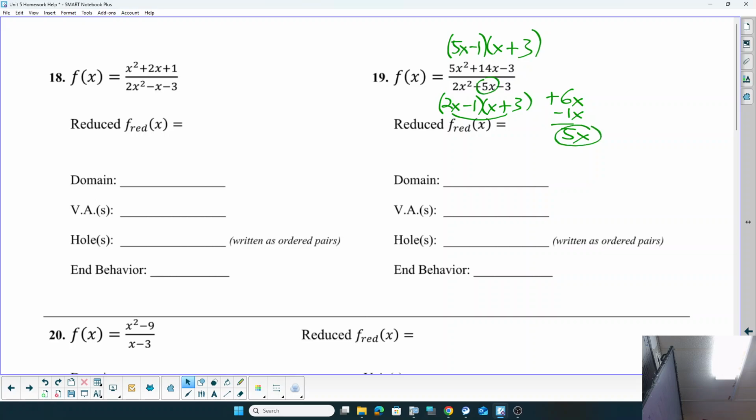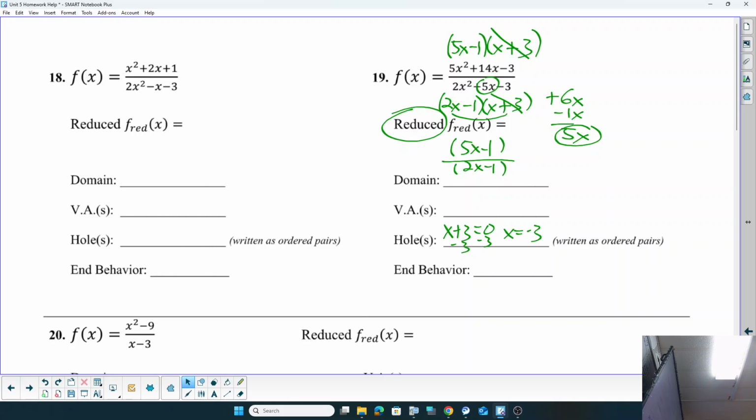Okay, so now, what's our reduced? Our reduced is just 5x minus 1 all over 2x minus 1, right? That's our reduced function there. Okay, well, what canceled? Remember, whatever canceled is the hole. The thing that canceled is the x plus 3's, so we set it equal to 0 and subtract 3 from the other side. So x equals -3.